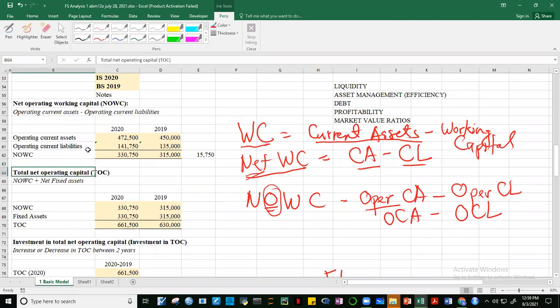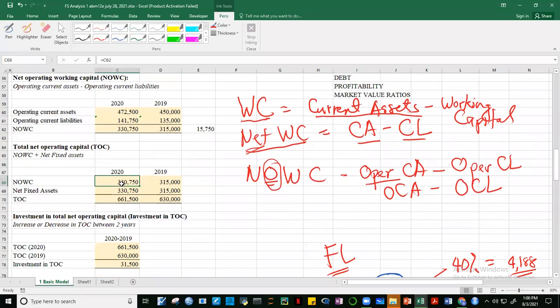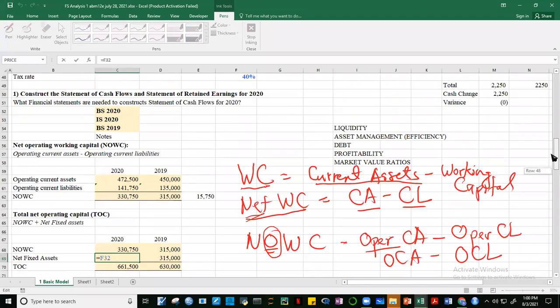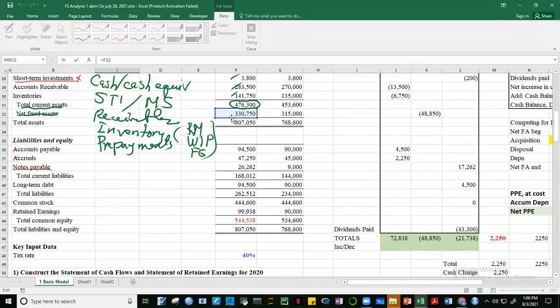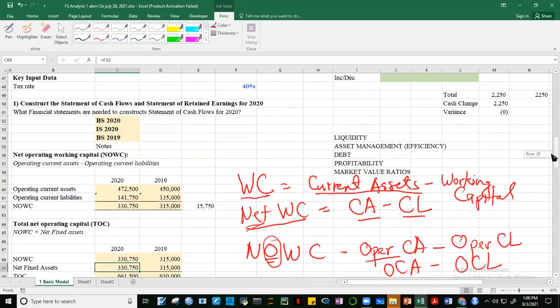Now, we need to compute for the TOC, the total operating capital. And that's computed by the net operating working capital, which we already have, plus the net fixed assets. So kailangan natin ma-add si net fixed assets, no? So NOWC, we already have that here. Si net fixed assets, guys, kinuha lang natin dito sa balance sheet. Net fixed assets. Yan, 33750.